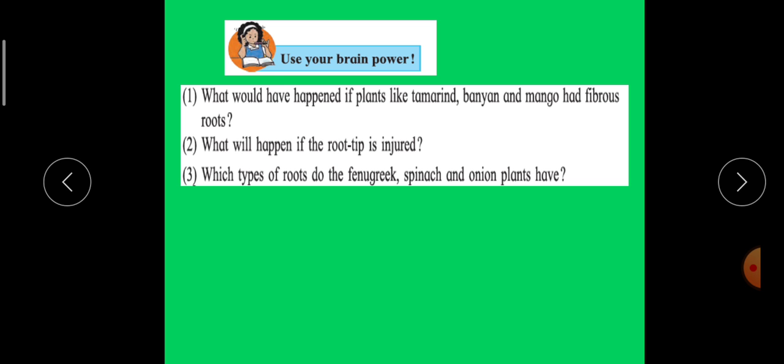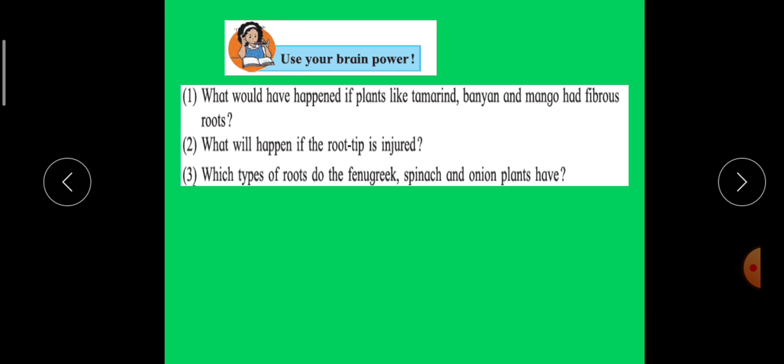Which type of roots do the fenugreek, spinach and onion plants have? Just now we have seen the experiment of onion. So you know onion has fibrous root and the roots, they emerge from the disc-shaped structure from the onion, which is a stem.